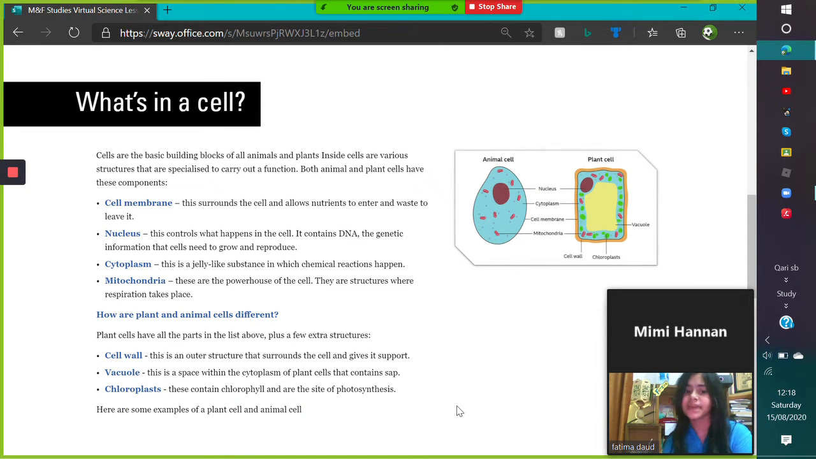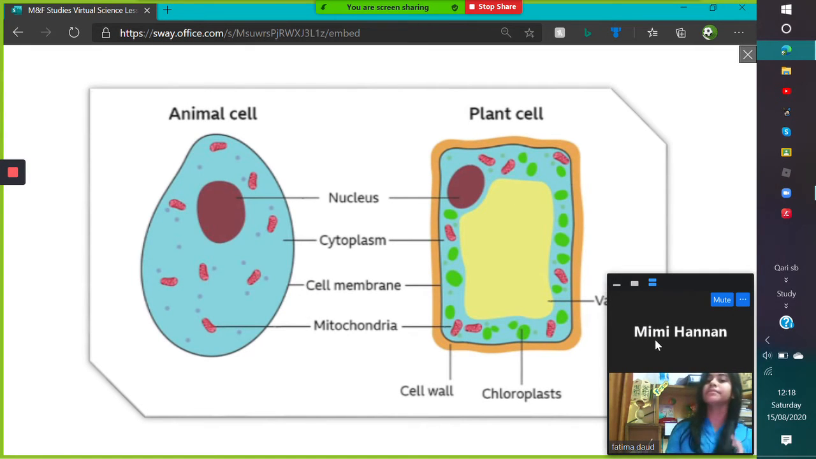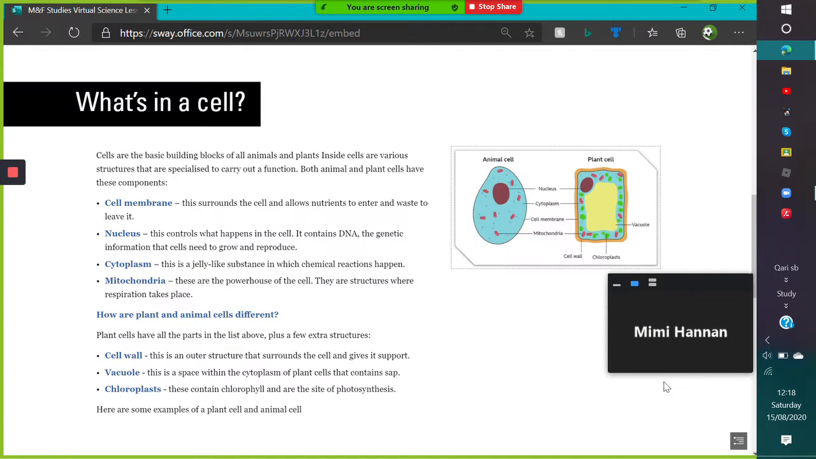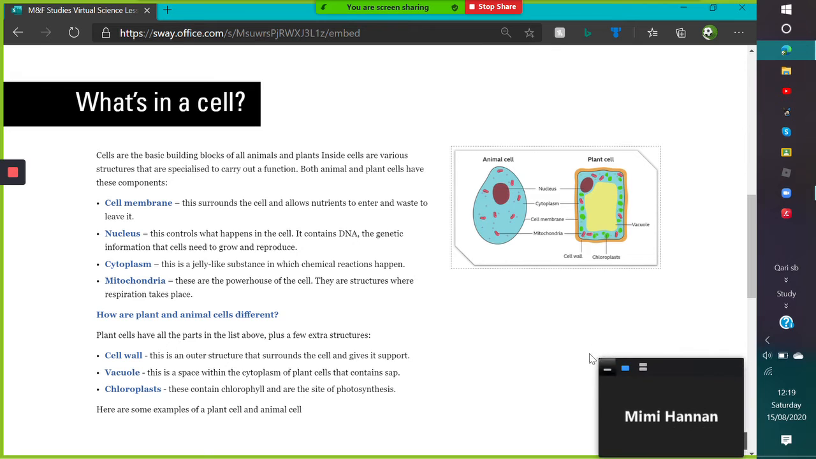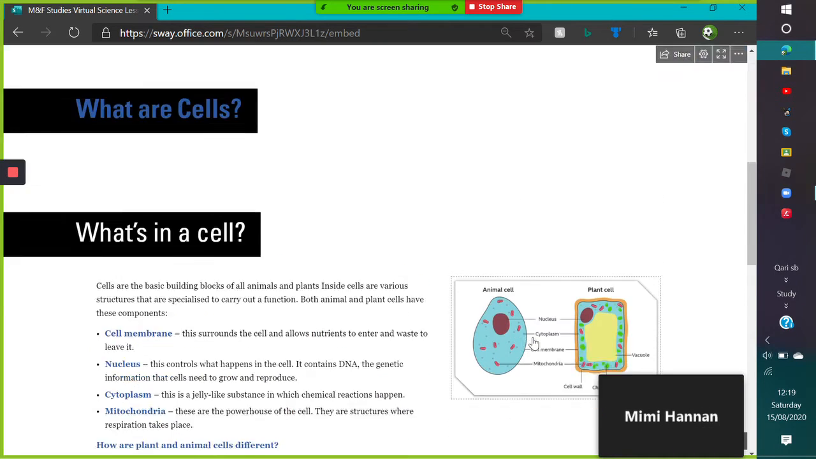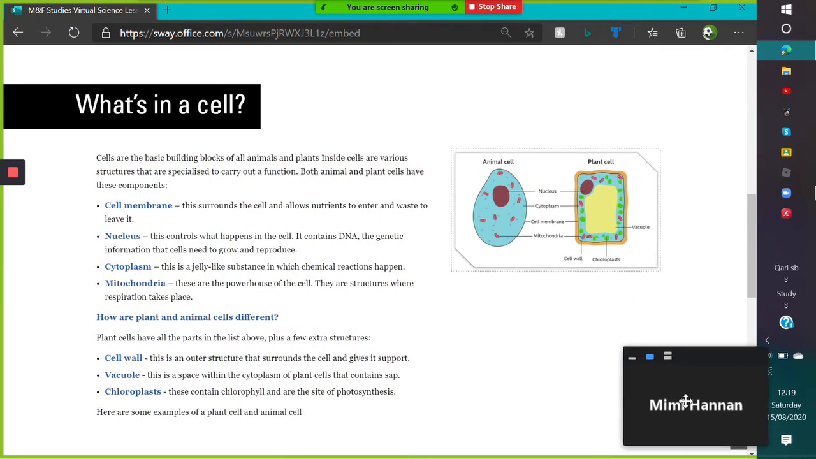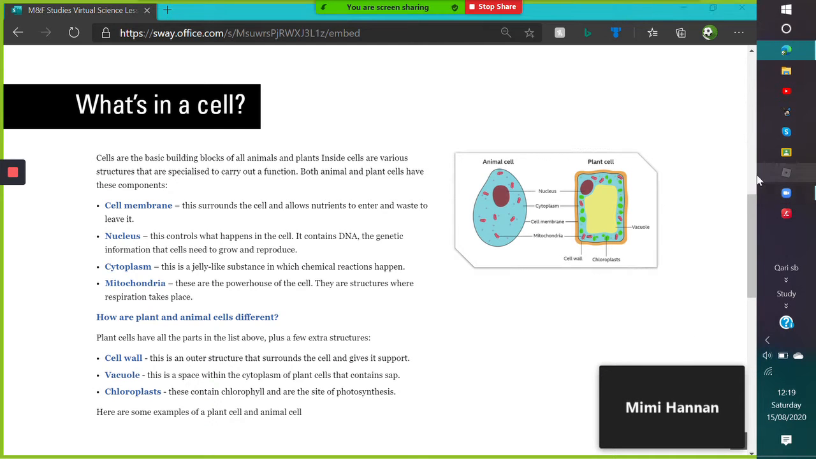Here are some examples of a plant cell and animal cell in the picture below. So here's an animal cell and a plant cell. Nucleus, cytoplasm, cell membrane, mitochondria, and cell wall and chloroplast. Let's get on with the next one.